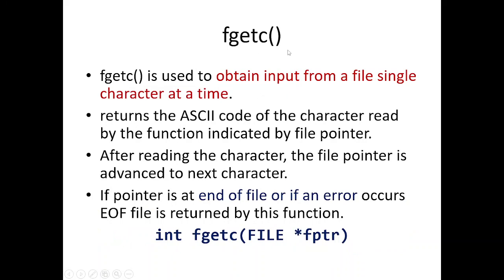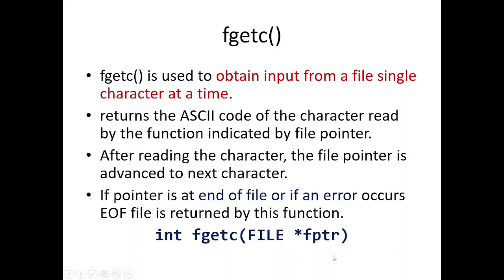Next is fgetc. fputc is for writing to the file; now we need to read from a file. fgetc is used to obtain input from a file a single character at a time. It returns the ASCII code of the character that is read from the position indicated by the file pointer. After reading, the file pointer gets advanced to the next character. If the pointer is at the end of the file or if an error occurs, end of file is returned by this function.